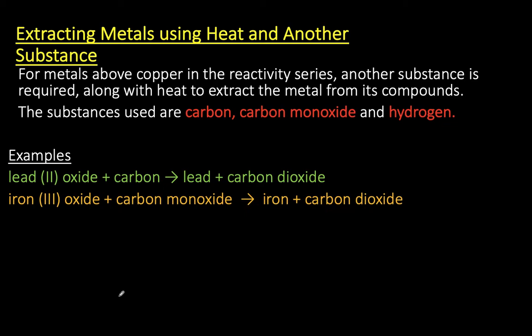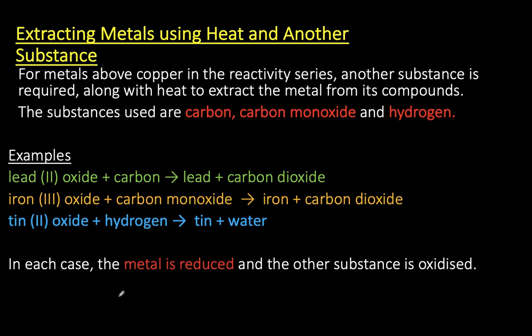We can do the same. We can extract iron from iron oxide using carbon monoxide. That will give us iron on its own and carbon dioxide. Tin oxide, if we heat that with hydrogen, we will get tin and water. So in each case, your metal is always reduced and the other substance is oxidised. So your carbon, carbon monoxide and hydrogen are being oxidised and your metal is being reduced. If you don't believe me, I will demonstrate now.